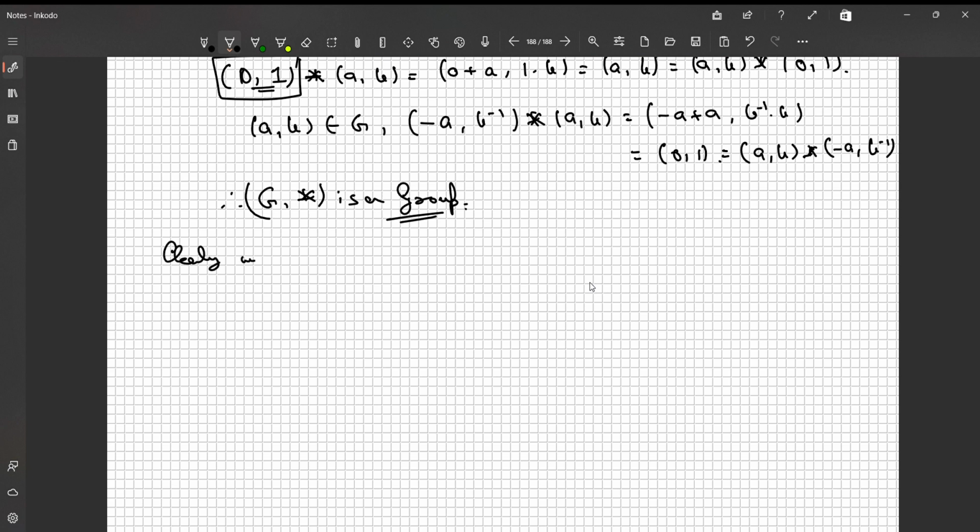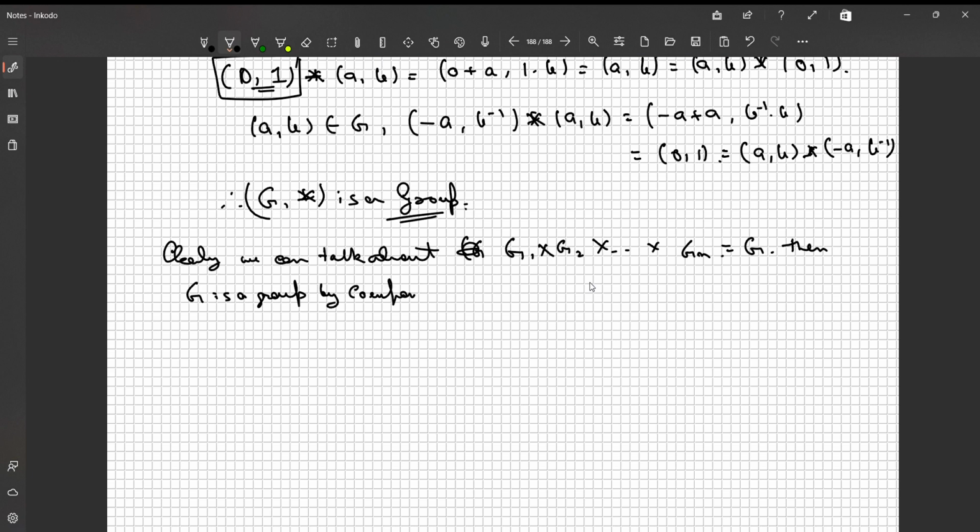So clearly we can talk about G1 cross G2 cross and so on and so forth till Gn. I'm not talking about the operations of each individual group anymore because that's not specifically needed here, right? So if I choose it to be G, then G is again a group. Then G is a group by component wise operation which preserves the operation on each group. Right? Clear?